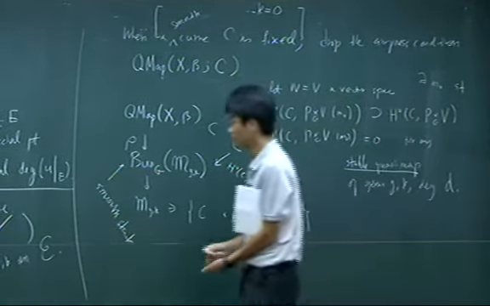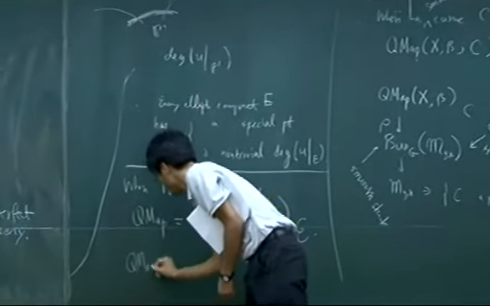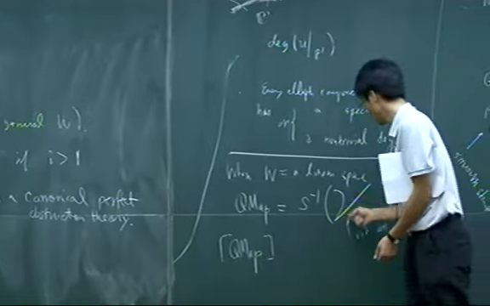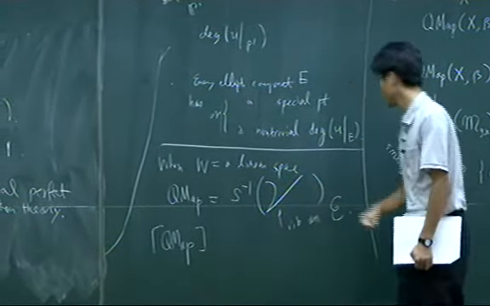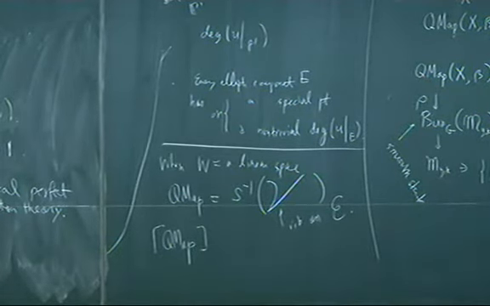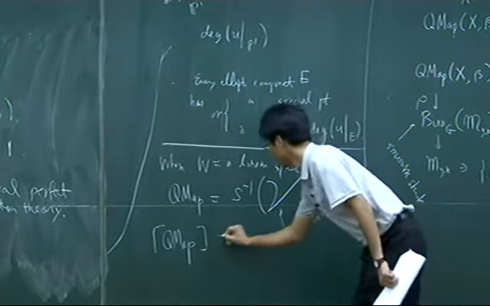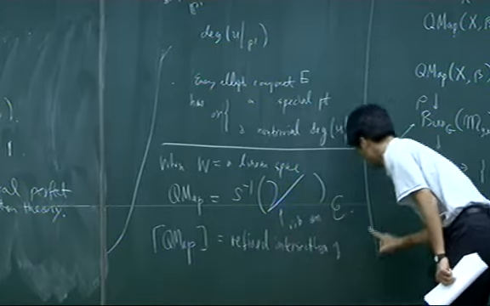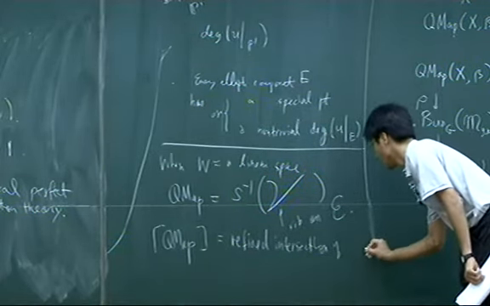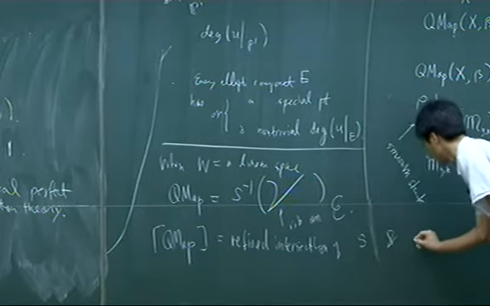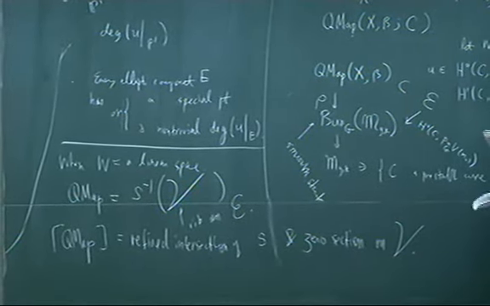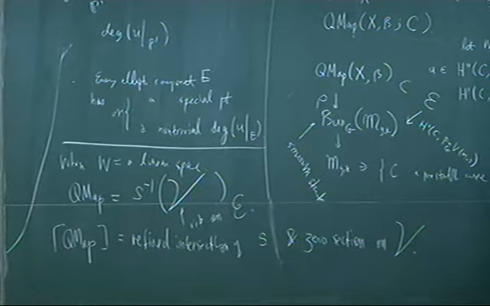So this Q map, the virtual fundamental class of this Q map defined by this obstruction theory is nothing but exactly the refined intersection of section S with the zero section. So very concretely, we can know what the virtual fundamental class looks like.